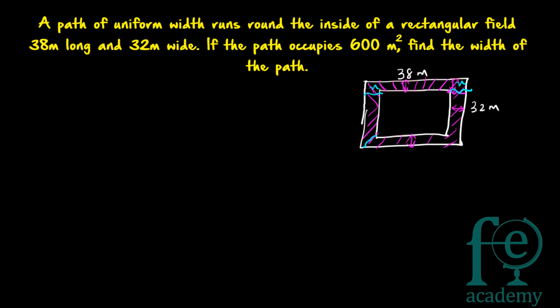So let me write the equation. 38 into 32. For a rectangle, the area is given by length into breadth. So the area of the big rectangle is 38 into 32, minus the area of the small rectangle. What is the area of the small rectangle? What is its length? For the big rectangle the length is 38, and if you subtract x from this side and x from the other side, you will get the length of the small rectangle. Here one x is there, here also one x is there. So you will get 38 minus 2x. That will be the length of the small rectangle.